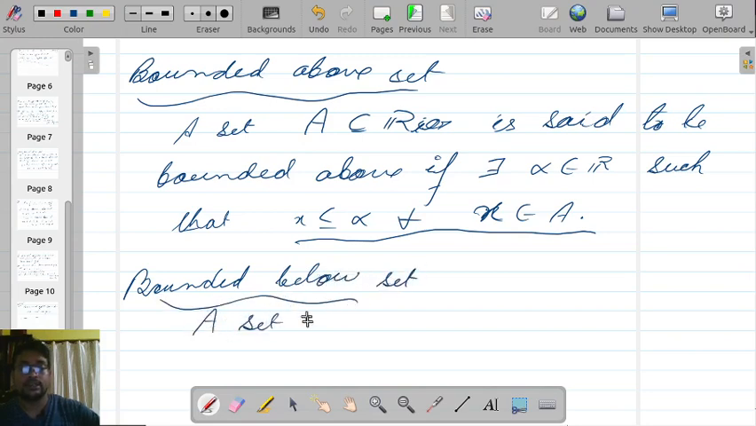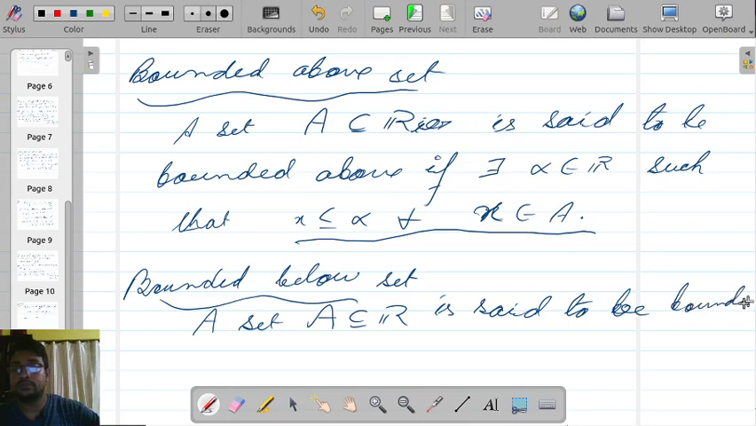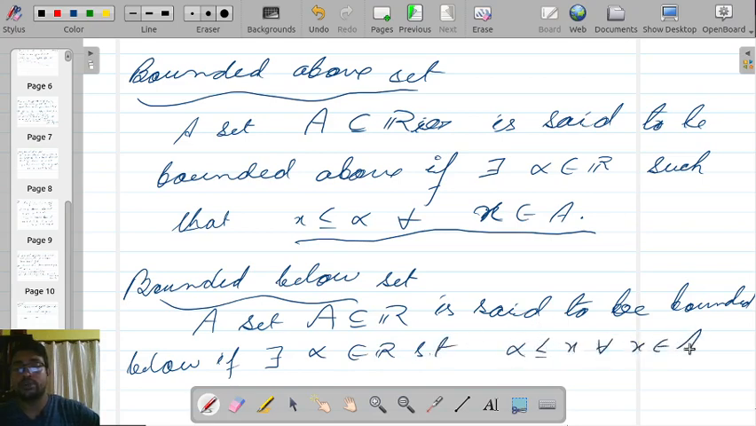So a set capital A subset of R is said to be bounded below if there exists an alpha inside R such that alpha is less than or equal to x for all x inside capital A. That means every number of A is greater than or equal to alpha. Then we say that the set is bounded below. So we have bounded above sets and bounded below sets.